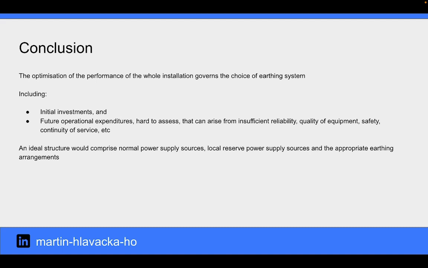Conclusion. The optimization of the performance of the whole installation governs the choice of earthing system, including initial investments and future operational expenditures, hard to assess, that can arise from insufficient reliability, quality of equipment, safety, continuity of service, etc. An ideal structure would comprise normal power supply sources, local reserve power supply sources, and the appropriate earthing arrangements.